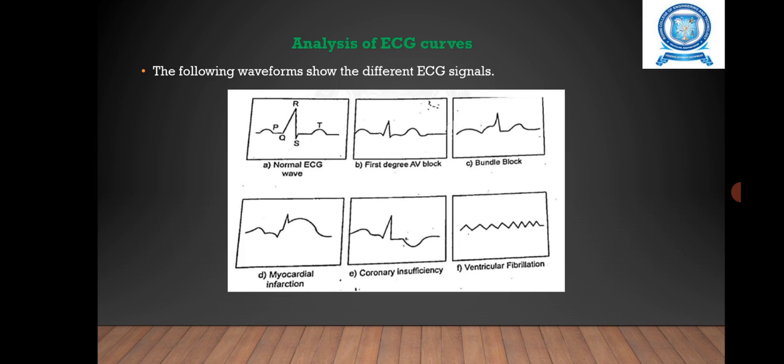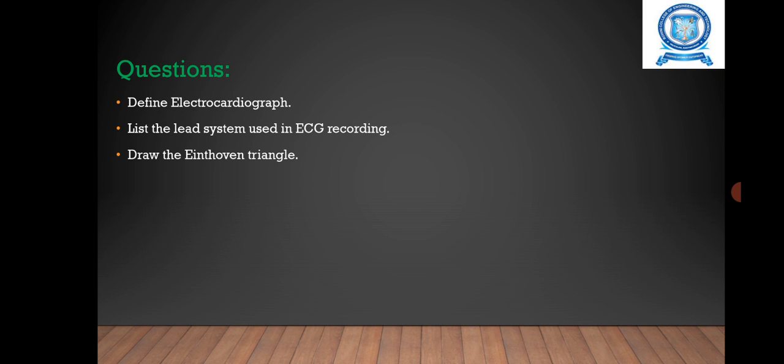Next one is analysis of ECG curves. Here the normal conduction system is disturbed, therefore the beat rate will be slower than the normal rate. So this state is called a heart block. There are different types of heart blocks. That means normal ECG wave, first degree AV block, bundle block, myocardial infarction, coronary insufficiency, and ventricular fibrillation.